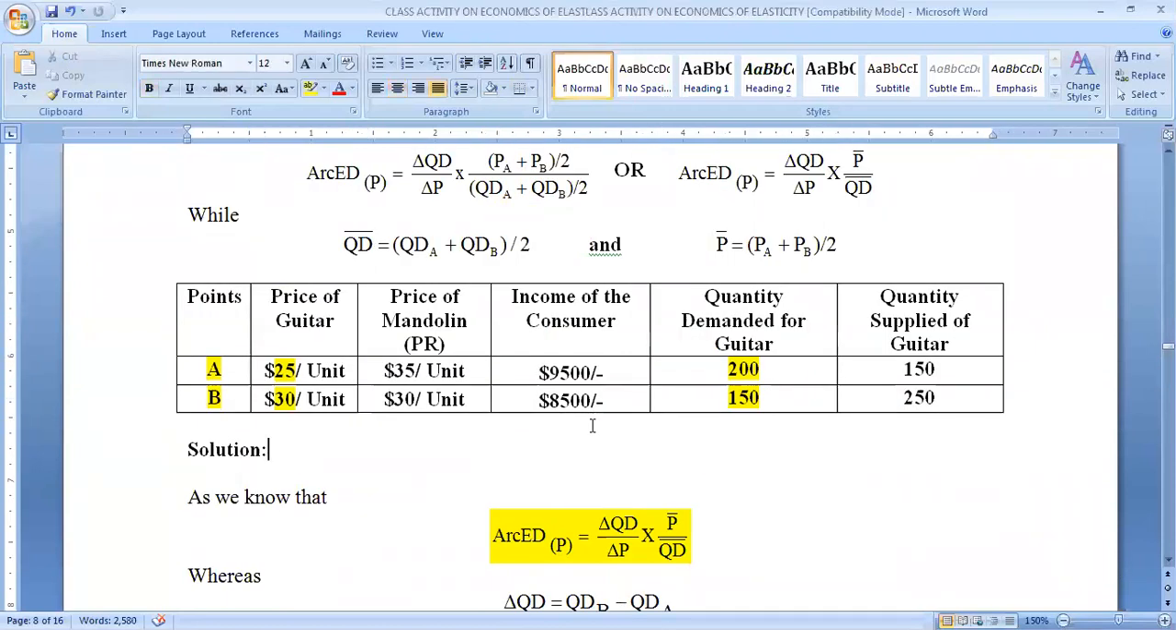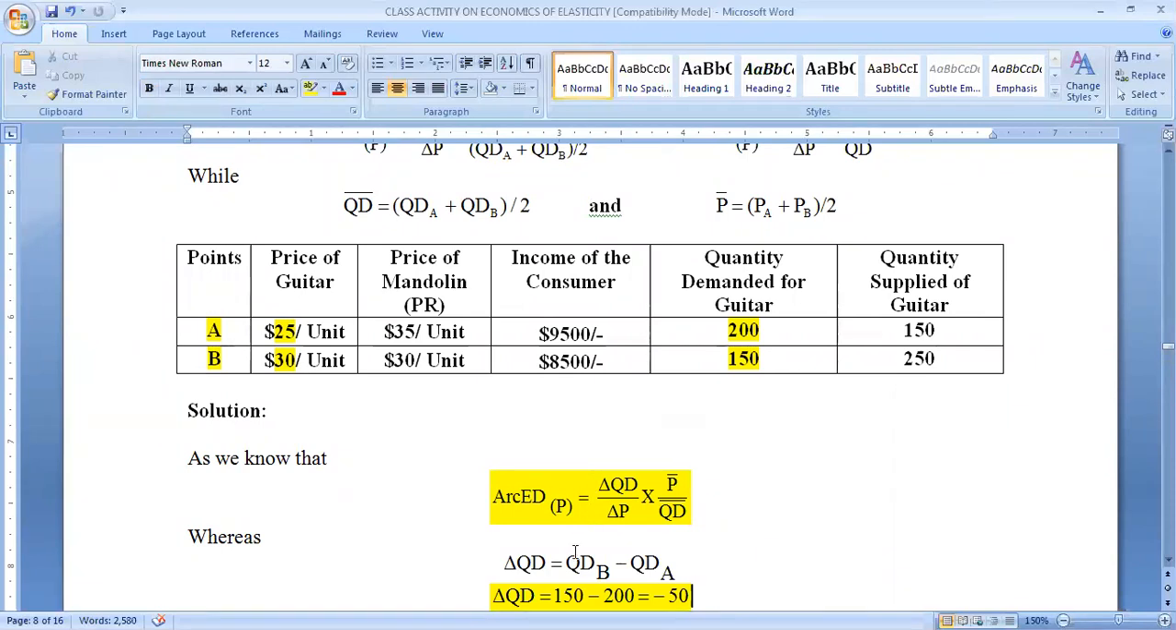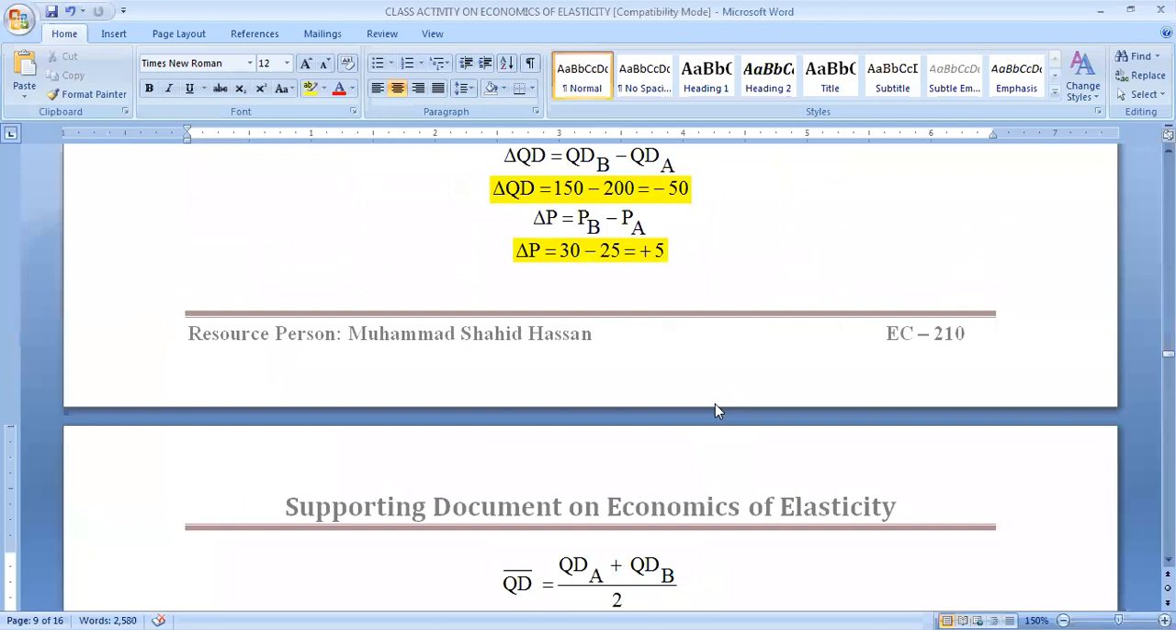Delta QD is the difference between the quantity demanded of 2 points, QD at point B minus QD at point A. QD at point B is 150 and at point A it is 200. So 150 minus 200 equals minus 50. Okay, this is delta QD. Now let's move towards delta P. It is the second component, which is price at point B minus price at point A. Price at point B is given 30 and price at point A is given 25. The difference is plus 5. So this is the second component of our formula.